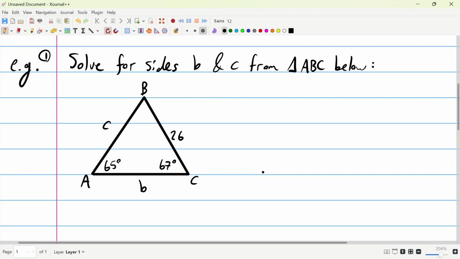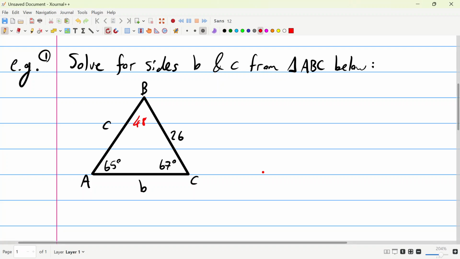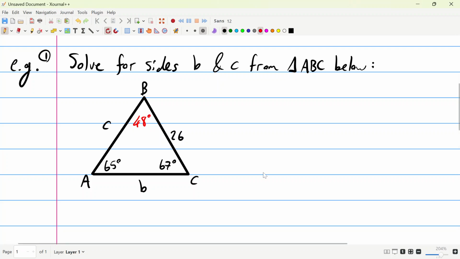First things first, we can actually find this missing angle, because it could be crucial to our answer. We can find that angle by using the sum of angles in a triangle. For this example, we will get the value of 48 degrees. So it is found to be 48 degrees if you were to use that rule. But for now, we're more focused on the sine rule.